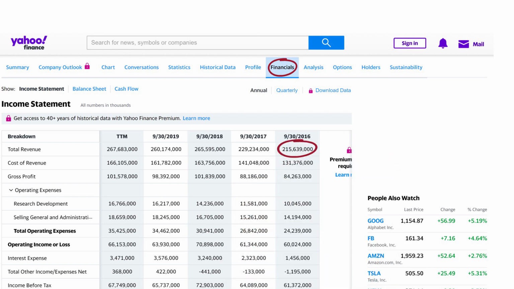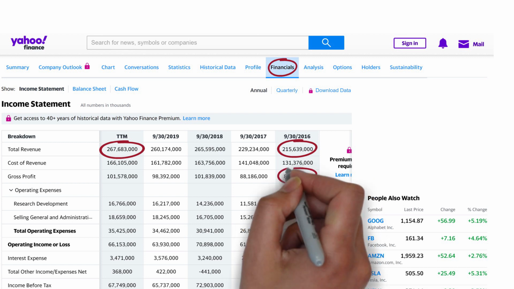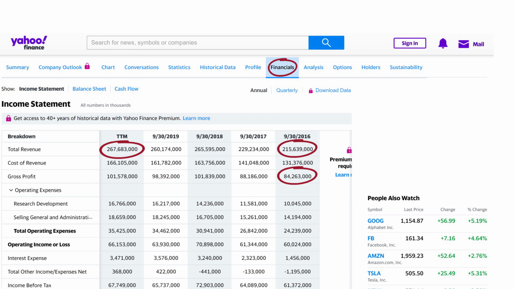Total revenue progressed from $215.6 billion in 2016 to $267.6 billion in the last trailing 12 months, or TTM. That's a good sign. Gross profit went from $84.3 billion to $101.6 billion. Income before tax rose from $61.4 billion to $67.7 billion. Without getting into the details, these increases are a positive indicator for the early investor. As a summary, expenses increased, but the amount of money Apple made increased even faster.